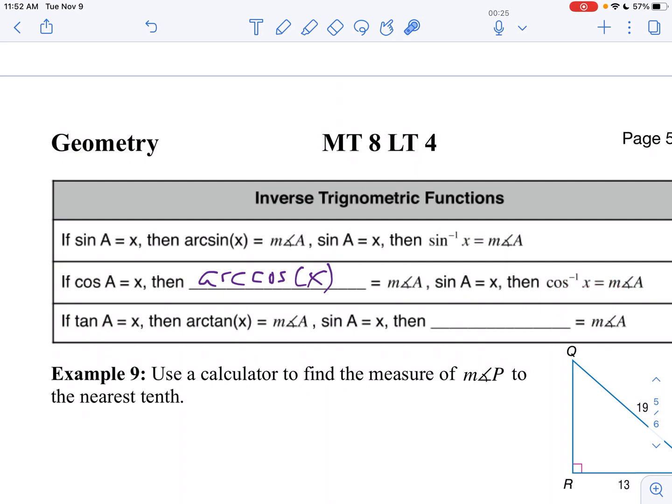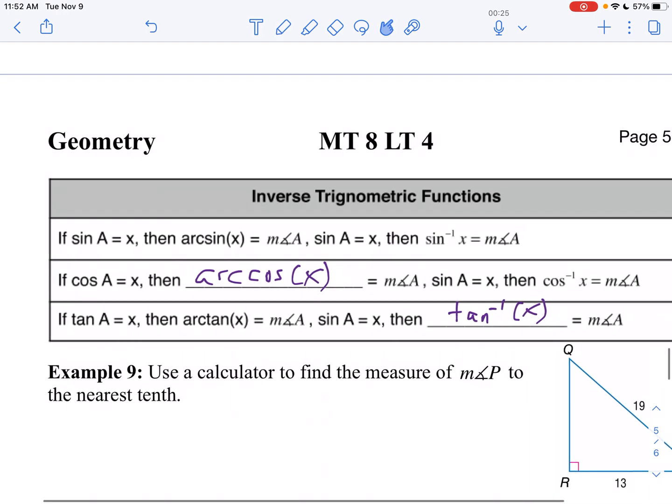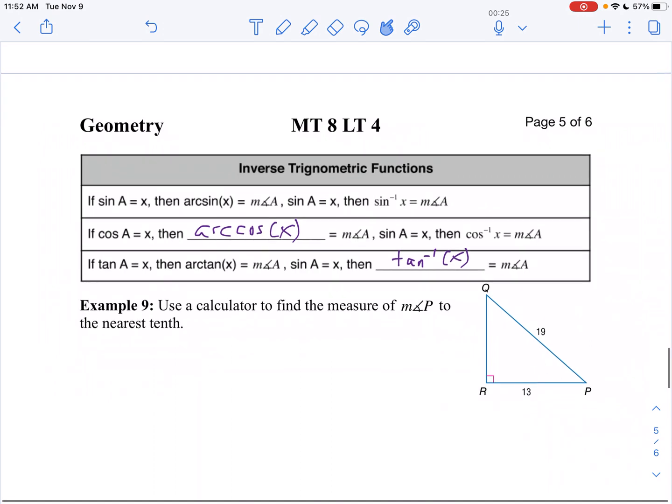If you look at line 3, the tangent of angle A is x, then the arctangent of x equals A, or we'd say the inverse tangent. So we write inverse tangent as tan to the negative 1 of x equals A. In other words, we use the inverse function to find the angles. So let's apply that to a problem here.